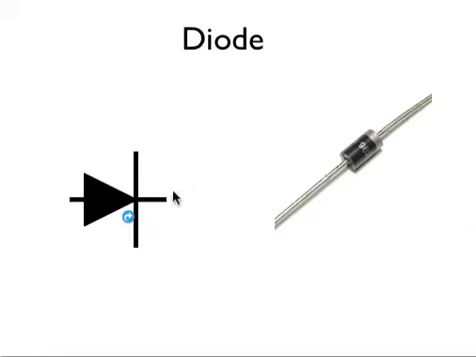We have diodes. The symbol you can see is an arrow and a wall. And the diode's job is to only let electricity flow in one direction. These will be instrumental when we look at turning AC into DC.